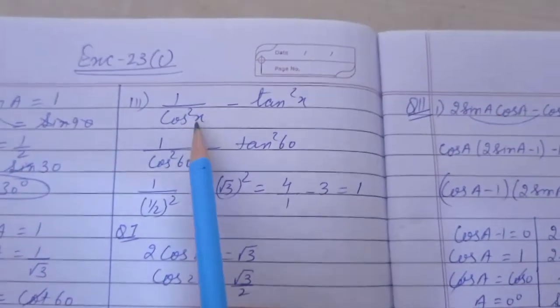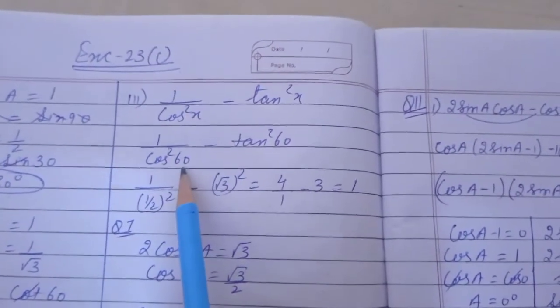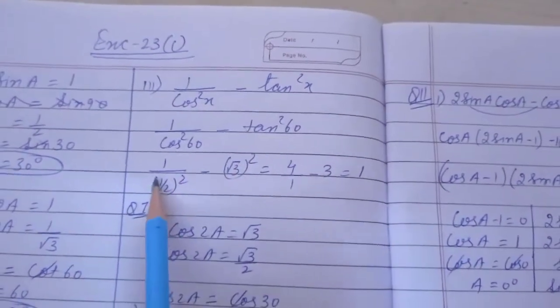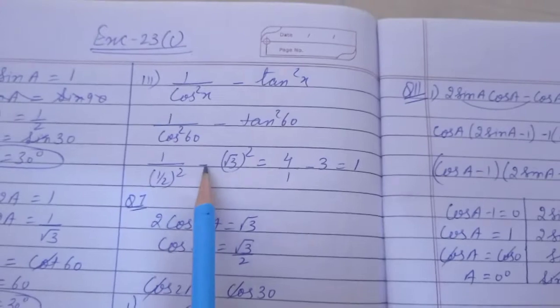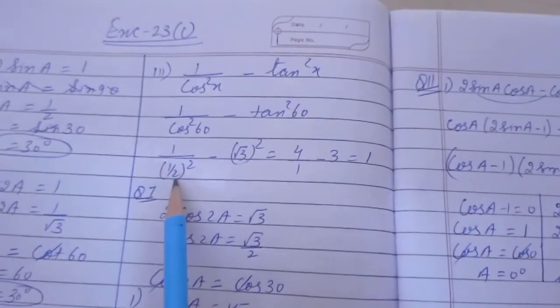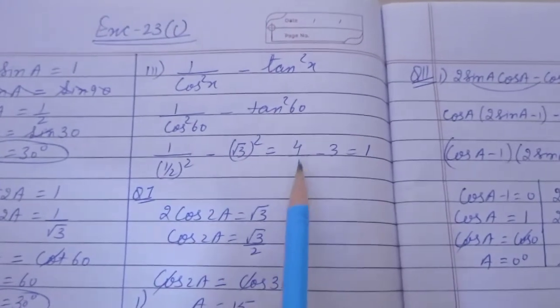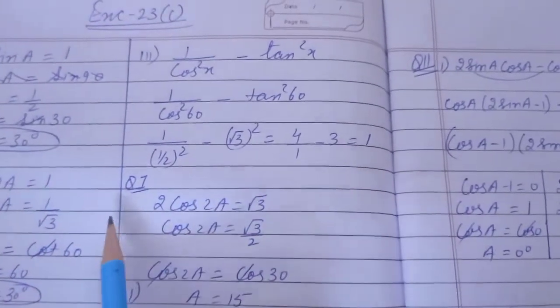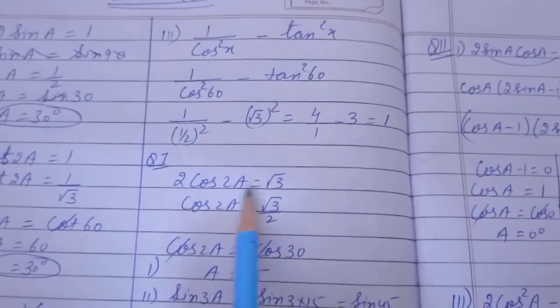Third part, 1 over cos square x, we already found that x is 60 degrees, minus tan square 60. Cos 60 is what? 1 by 2 and the square is given, minus root 3 square. 1 by 2 square means 1 by 4. So 4 will be in the numerator upon 1 minus 3. 4 minus 3 is what? 1.